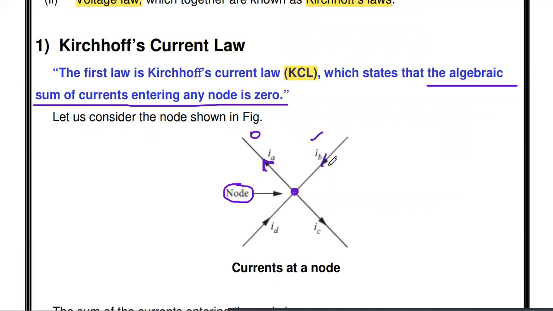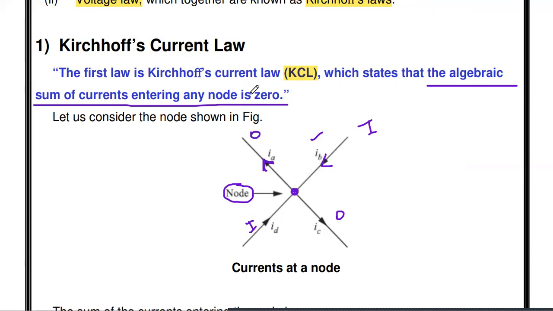This IB current, the direction is like this. So this IB current direction is towards the node. That's why this current is called an incoming current. Similarly, what is IC? IC is an outgoing current. ID, you see, is an incoming current. So in these 4 branches, 2 currents are outgoing and 2 currents are incoming.